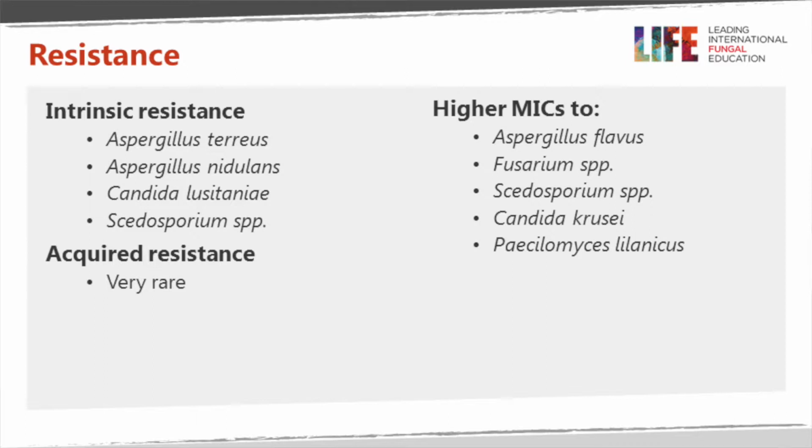And Scedosporium species have intrinsic resistance, although with some of them, if you look on the right-hand side of the slide, you have to have very high drug levels to have any activity, because quite a few of these pathogens have quite high MICs. The minimal inhibitory concentration needed to have activity is quite high for some organisms, including Aspergillus flavus, but some of the Scedosporium species as well. It's very rare to have intrinsic resistance against amphotericin.